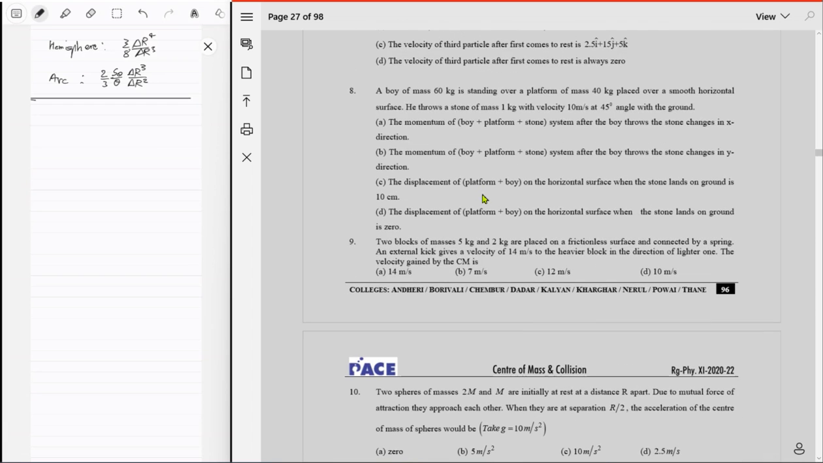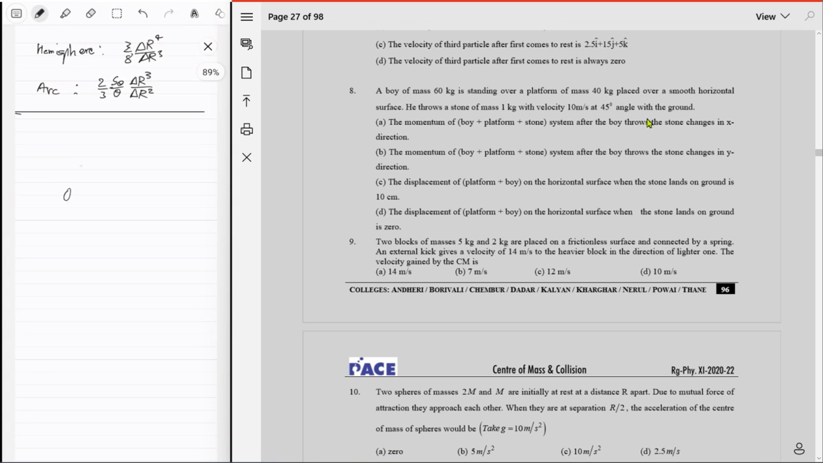Next is a boy of mass something standing over a platform of mass something placed over a smooth horizontal surface. He throws a stone of mass something with velocity of something. Okay, the boy throws a stone. This guy is 60 kg, the stone is 1 kg, velocity 10 at 45 degrees. Basically like 5 square root of 2 in this direction, and 5 square root of 2 in that direction.